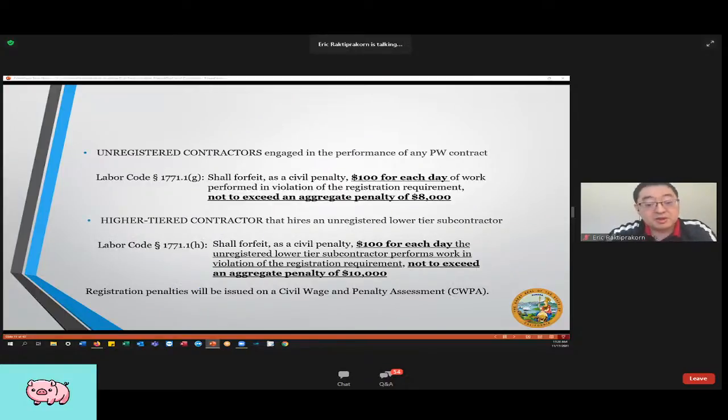An unregistered contractor can be liable for additional penalties as well. Under Labor Code 1771.1, subsection G, unregistered contractors engaged in the performance of work on a public works project can be assessed penalties of $100 for each day of work in violation, up to a max penalty of $8,000. Higher tier contractors are also liable for hiring unregistered contractors, and the penalties are calculated in pretty much the same way: $100 for each day an unregistered contractor is performing work in violation of the registration, not to exceed an aggregate penalty of $10,000. Registration penalties will be issued on the civil wage and penalty assessment. Next slide, please.